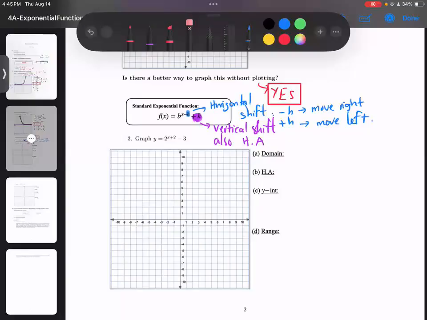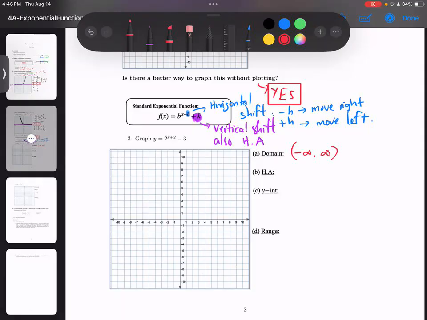All right, let's graph this problem here. y equals 2 to the x plus 2, minus 3. The first part will be to determine the domain. For an exponential function, the domain is always all real numbers. So without even thinking, just write negative infinity, comma, positive infinity. As you can see in the graph earlier, either decay or growth.